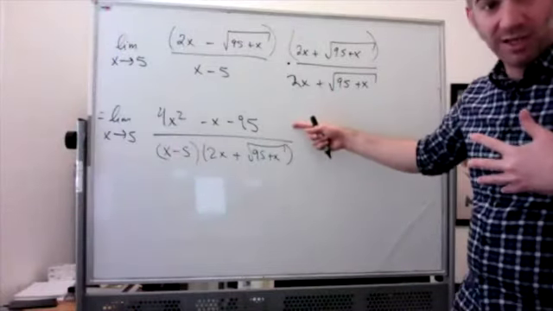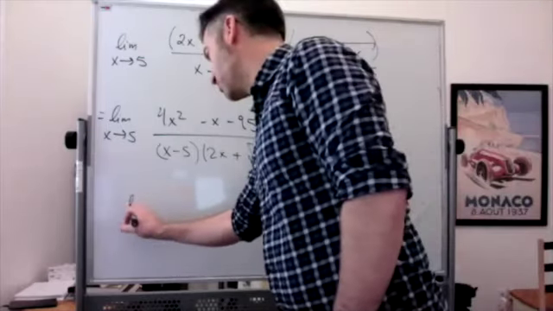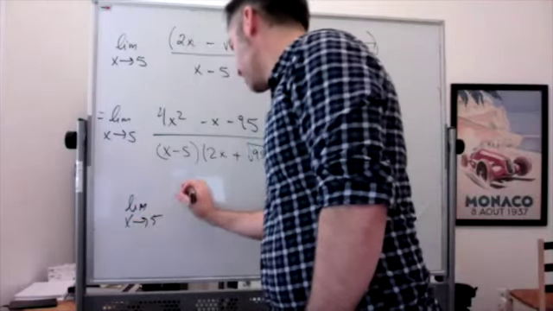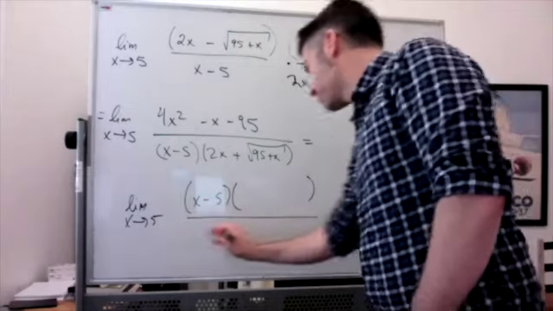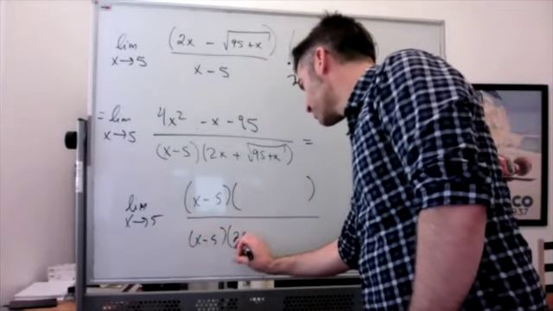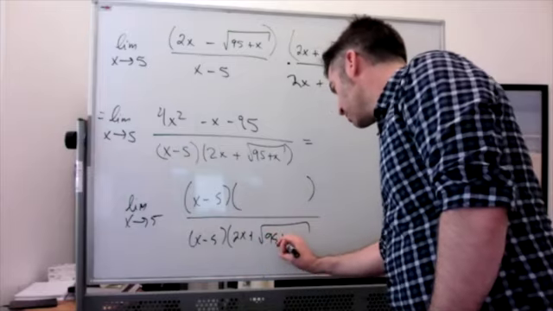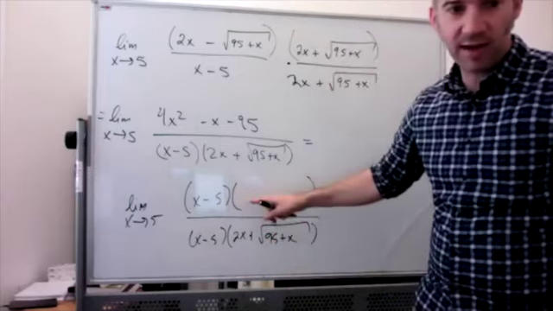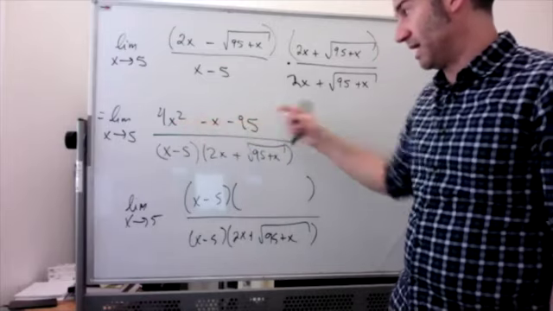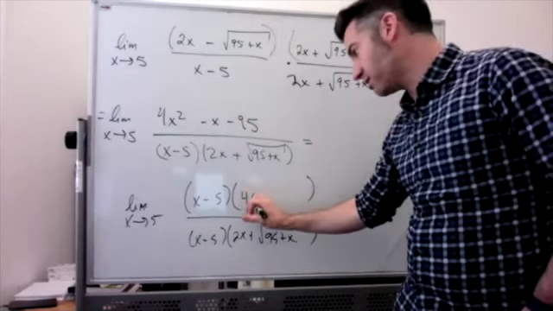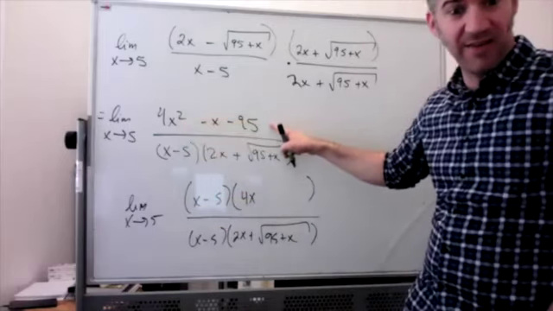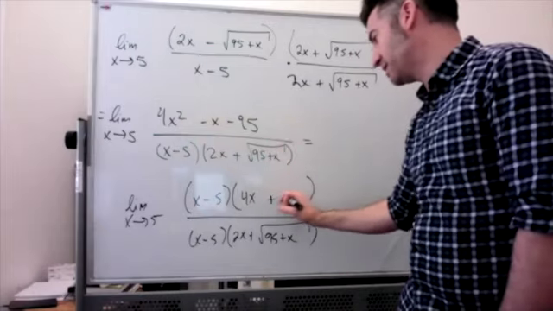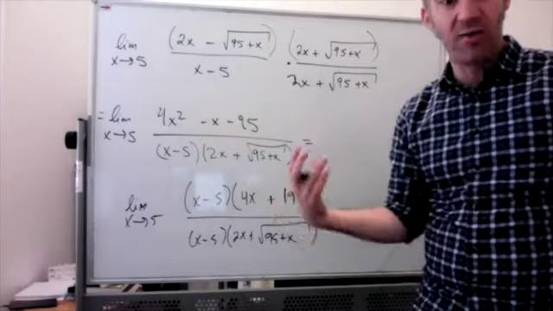But here's what that tells me. If I plug in 5 and the numerator is 0, that tells me that I should be able to factor out an x minus 5 from the numerator. Right? There's no question. And here's the thing. If x minus 5 is a factor and it has to multiply to 4x squared minus 95, well, I have to have a 4x. So that x times 4x is 4x squared. And I have to have, let's see, 95 divided by 5 is 19. So I have to have a plus 19 here. There's no other way it could factor.